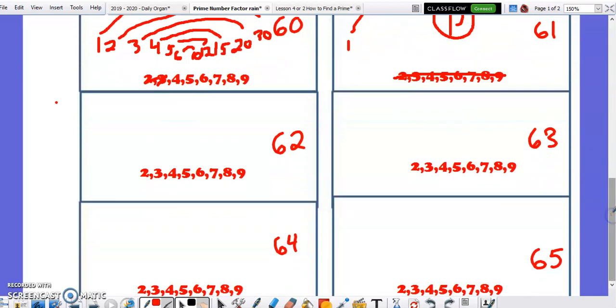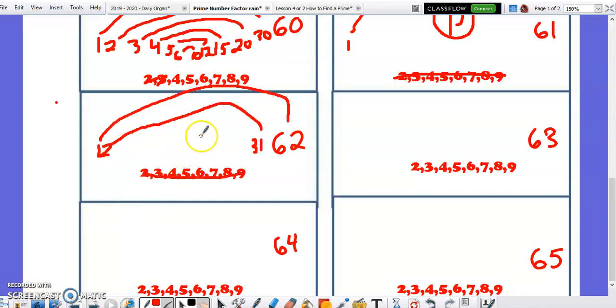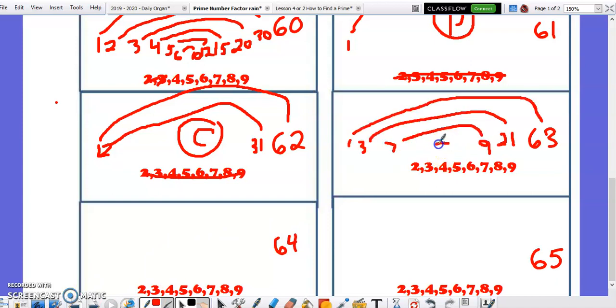Let's move on to the final 4. Is 62 a prime or composite number? Go ahead and run through the process and give me your answer now. 62 is a composite number. It has more than 2 factors. Let's check 63. Is 63 a prime or composite number? Check it now and place your answer. 63 is a composite number. There are many factors of 63. Even though it's odd, that doesn't make it a prime number.